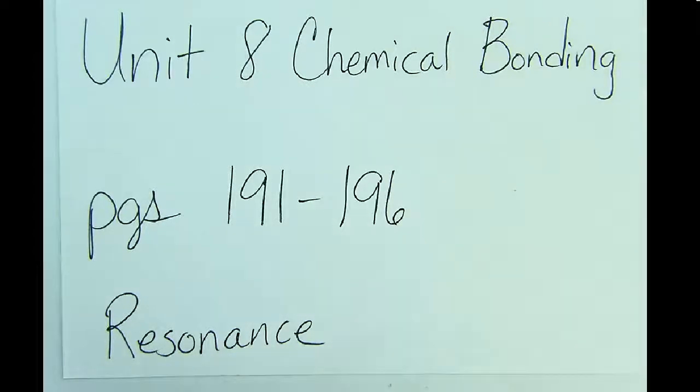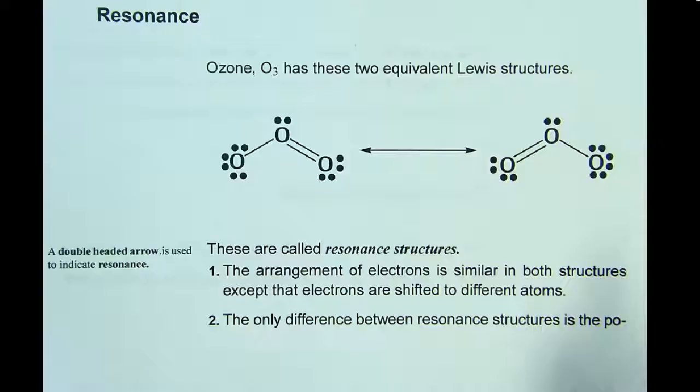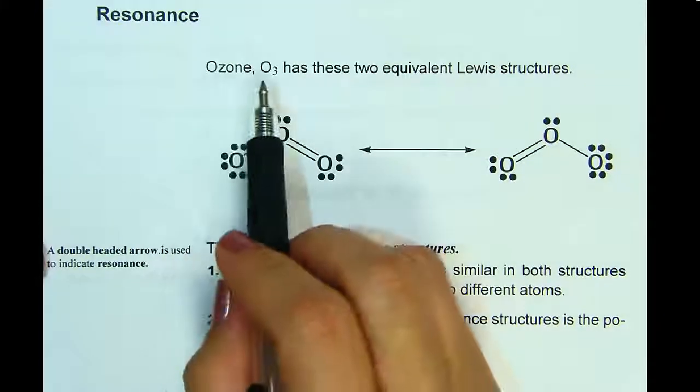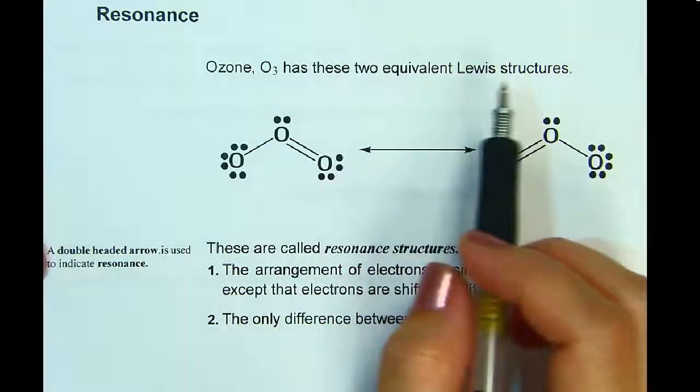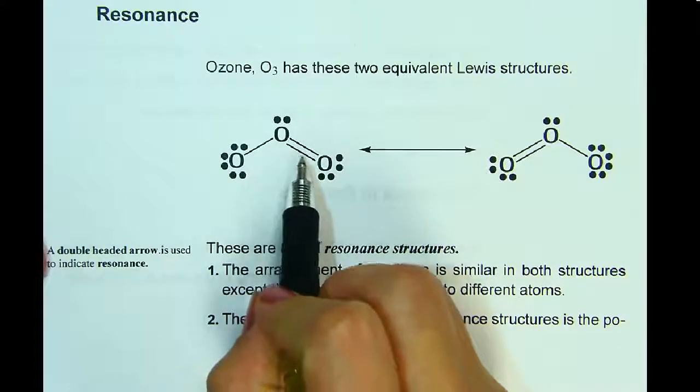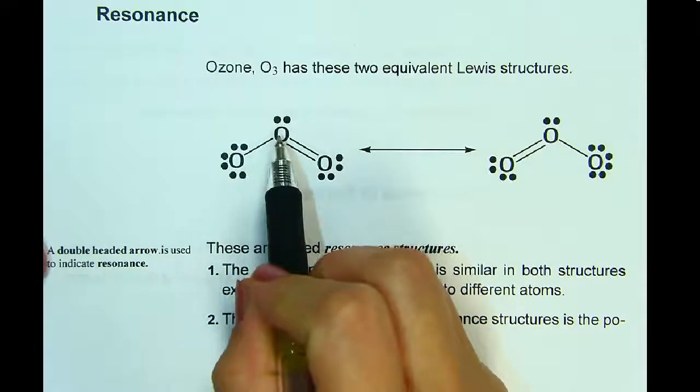Unit 8, Chemical Bonding, pages 191 to 196, and this is focusing on resonance. Resonance. Ozone, or O3, has these two equivalent Lewis structures. Notice that there's a double bond and a single bond, and then a lone pair at the top.